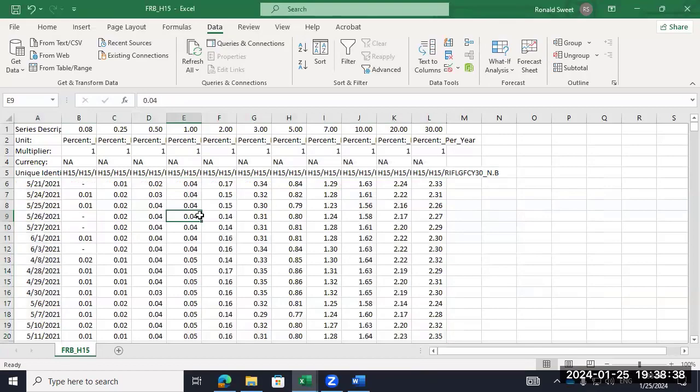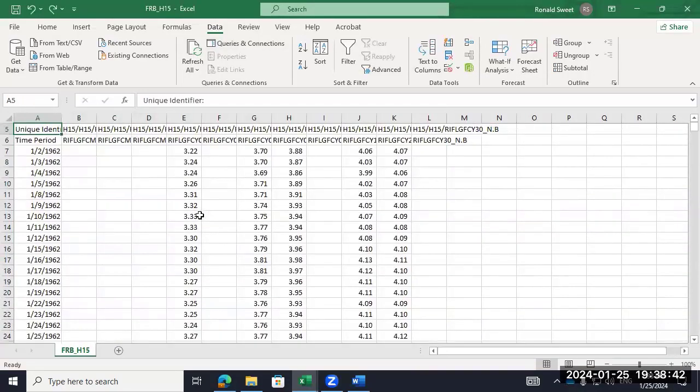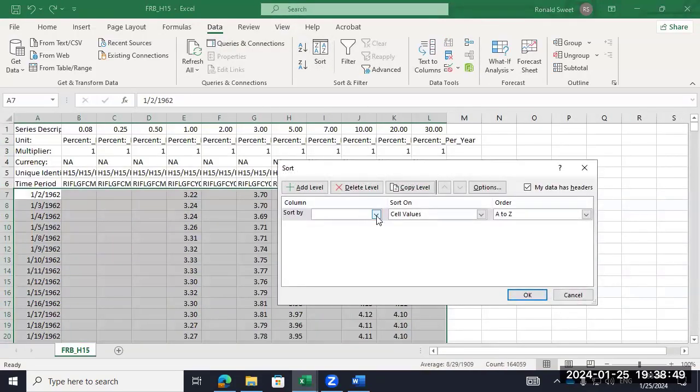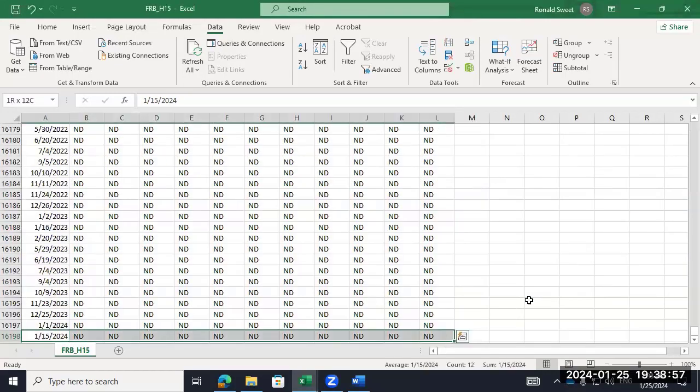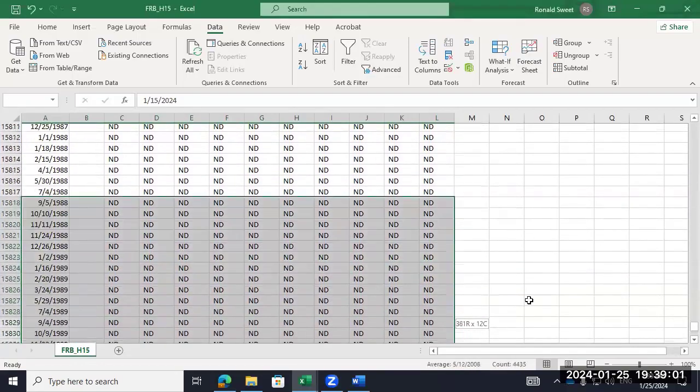Go to the bottom of column E, go up and find... Don't do that. Yeah, I don't have a header. Then you just have to get rid of them. There's a bunch of them. You want to know how many holidays we've had in the last 70 years? There they all are.